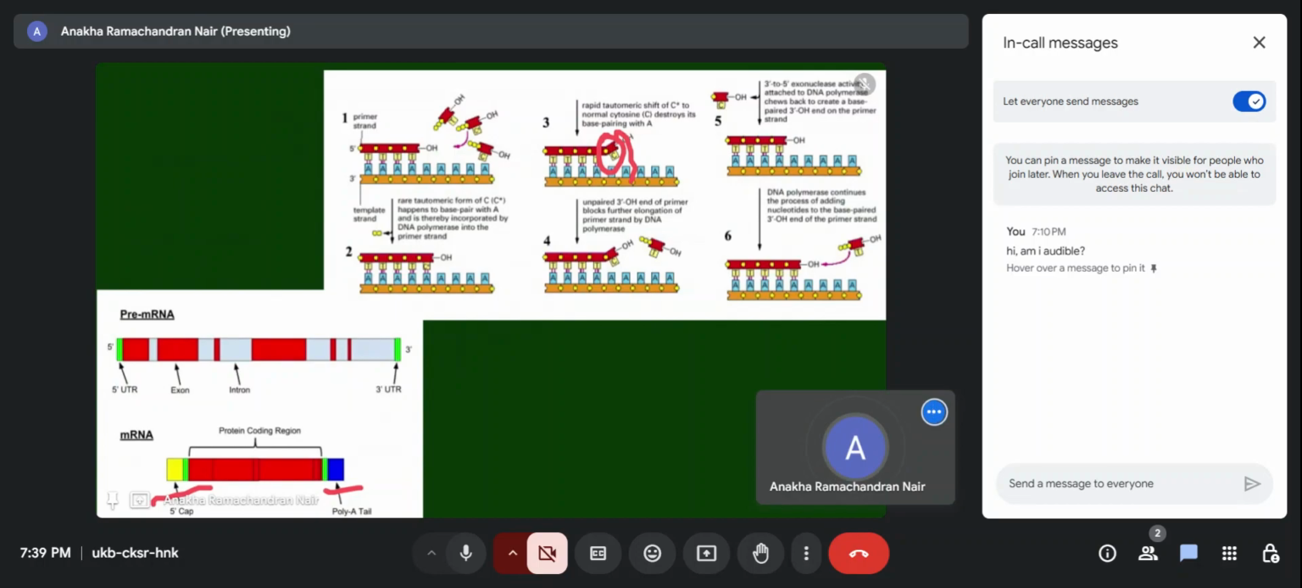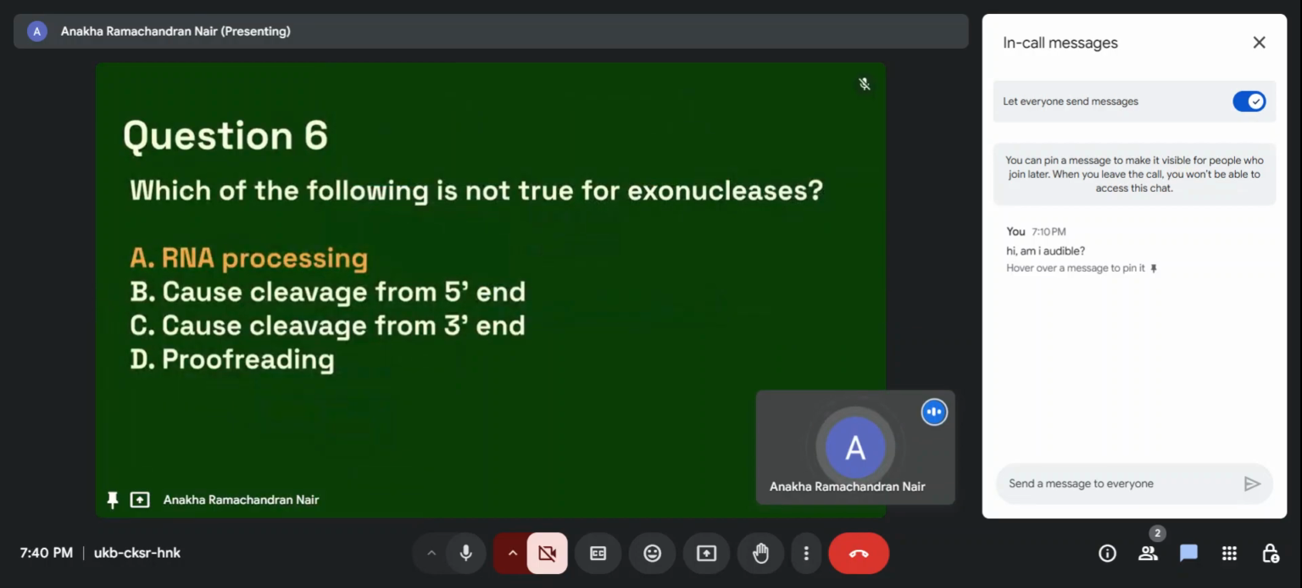That is what RNA processing is. So exonucleases do not perform the RNA processing, but they do perform the other three things.